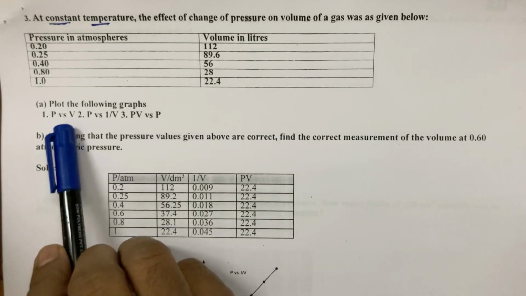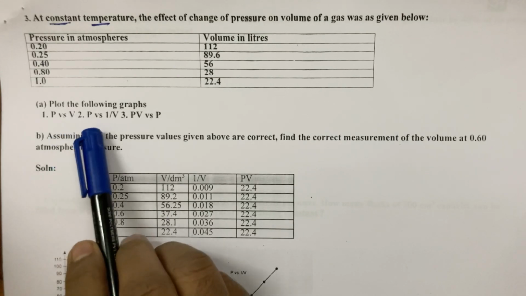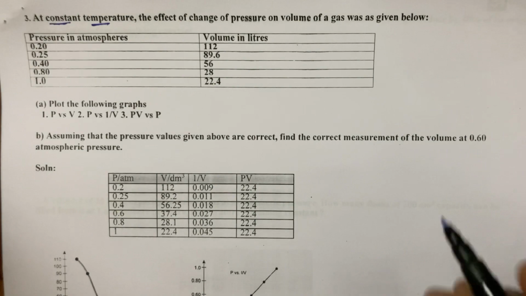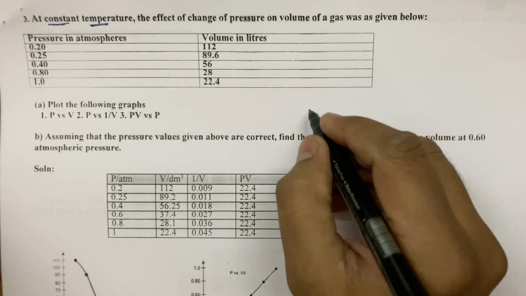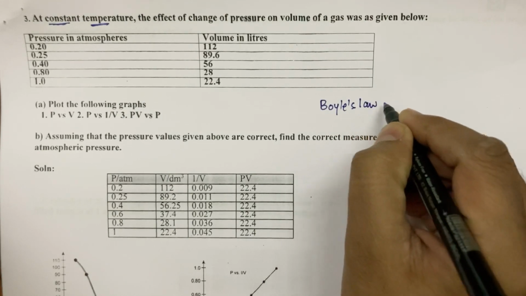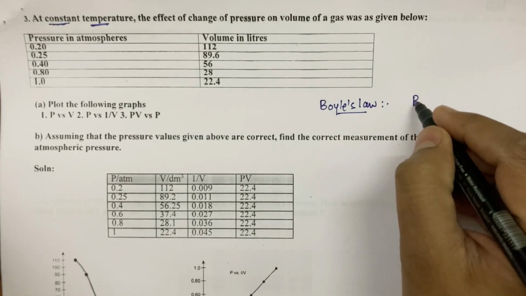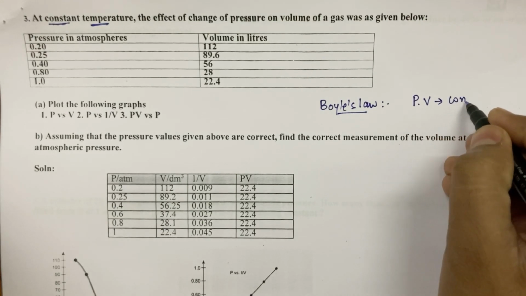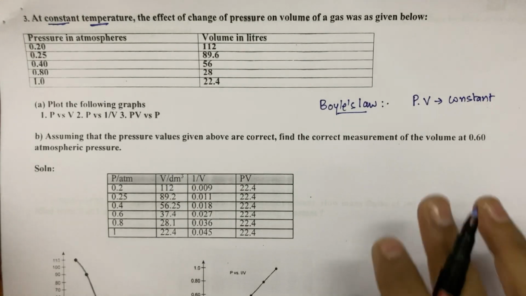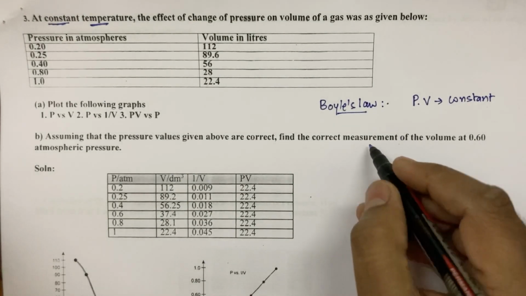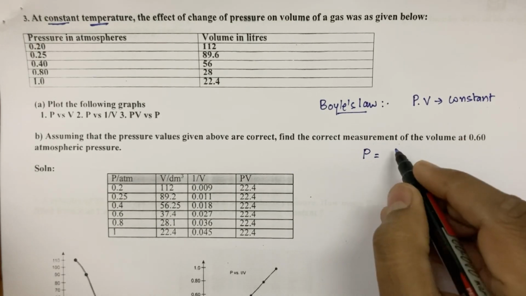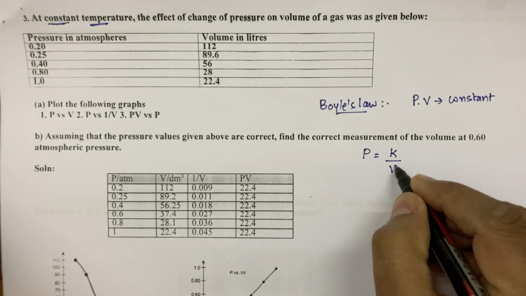And they are asking us to plot the graph of P versus V, P versus 1 upon V, and PV versus P. Now, if I look at Boyle's law, P dot V is always constant. So now, whenever we have P, that is equal to a constant K upon V.